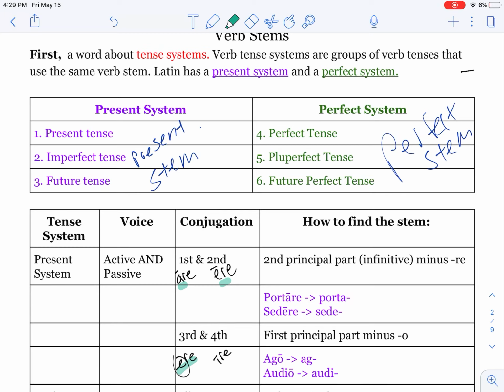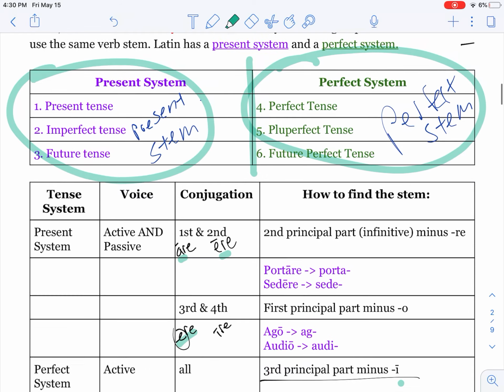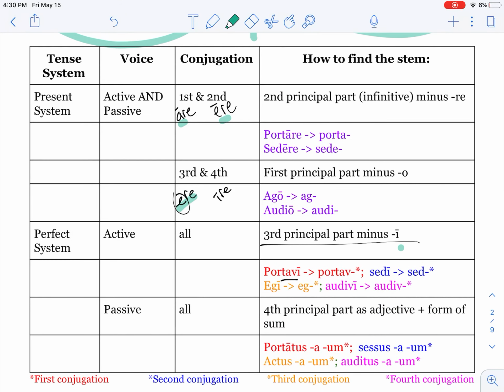All right, so the present, imperfect, and future tense are going to use the present stem. That means that the stem is used for these 3 tenses. That's all that is. So we kind of divide these 6 tenses up into 2 different systems, and all that means is that these 3 tenses share one stem, these 3 tenses share a different stem. So you need to know 2 stems, 2 stem types essentially for every verb.